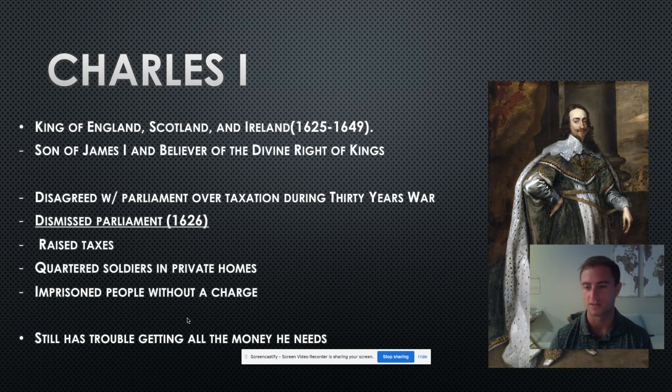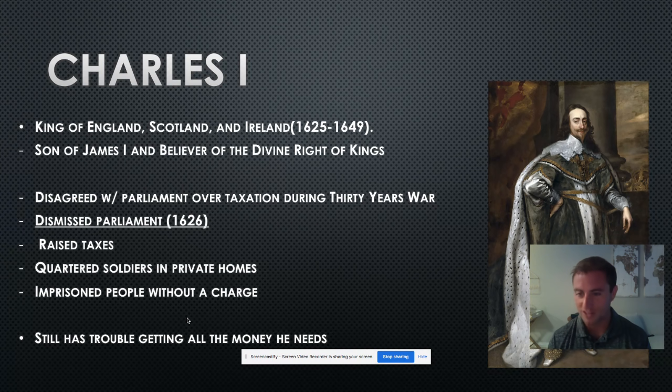But as we know, wars are expensive. And so he wants to raise taxes in order to participate in this war. Now, Parliament refuses. Parliament says, no, we're not going to raise taxes. And so he famously is going to dismiss Parliament and raise taxes on his own. And if people disagree with him, he's going to quarter soldiers in their homes, meaning I'm going to station soldiers in your homes to watch over you. And if you speak out against him, he's going to throw you in jail without a charge.